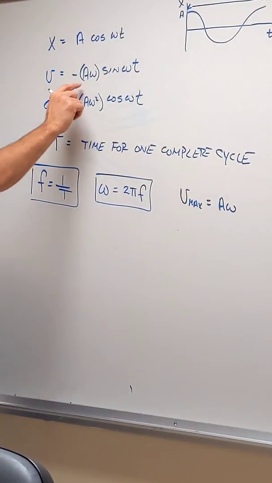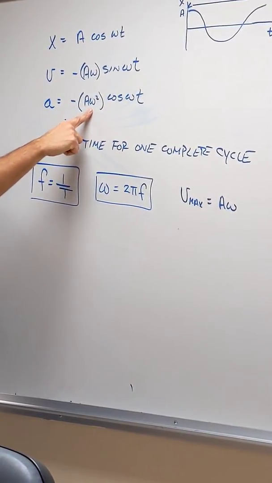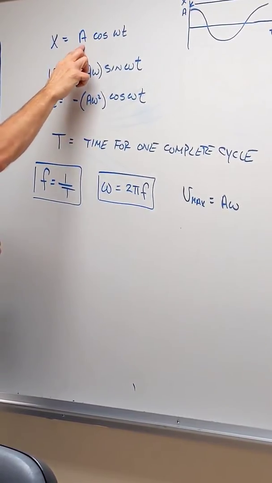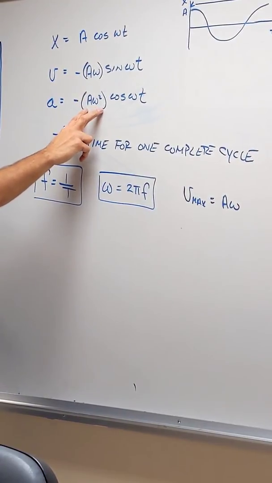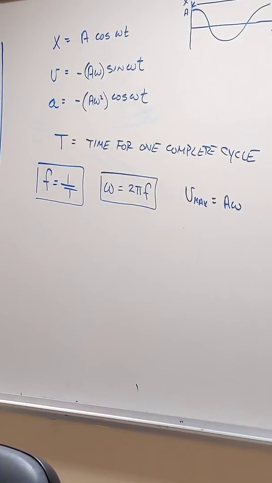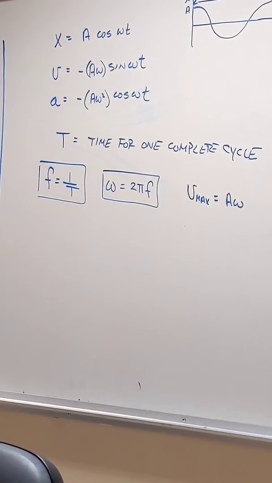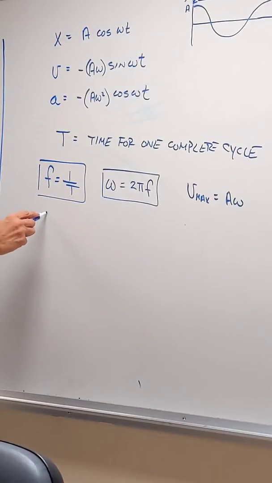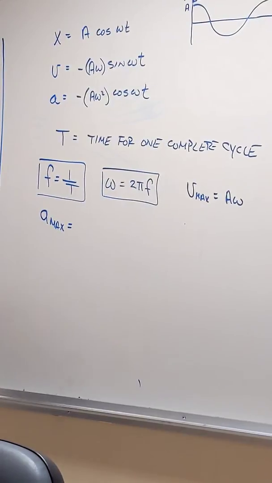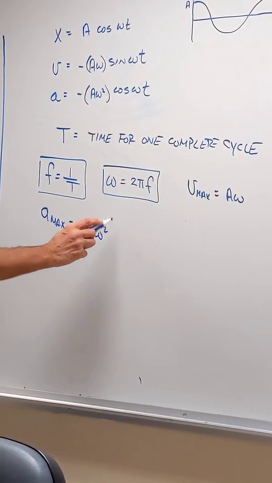Remember, guys, if you have a constant in front of a sine or a cosine, this is the amplitude of that particular function. So this is the amplitude of velocity, this is the amplitude of position, this is the amplitude of acceleration. The maximum possible value it can be. That's true of any sine function, sine or cosine. This constant is the amplitude, whatever that constant is. So what's the maximum acceleration? It's in the parentheses. A omega squared.